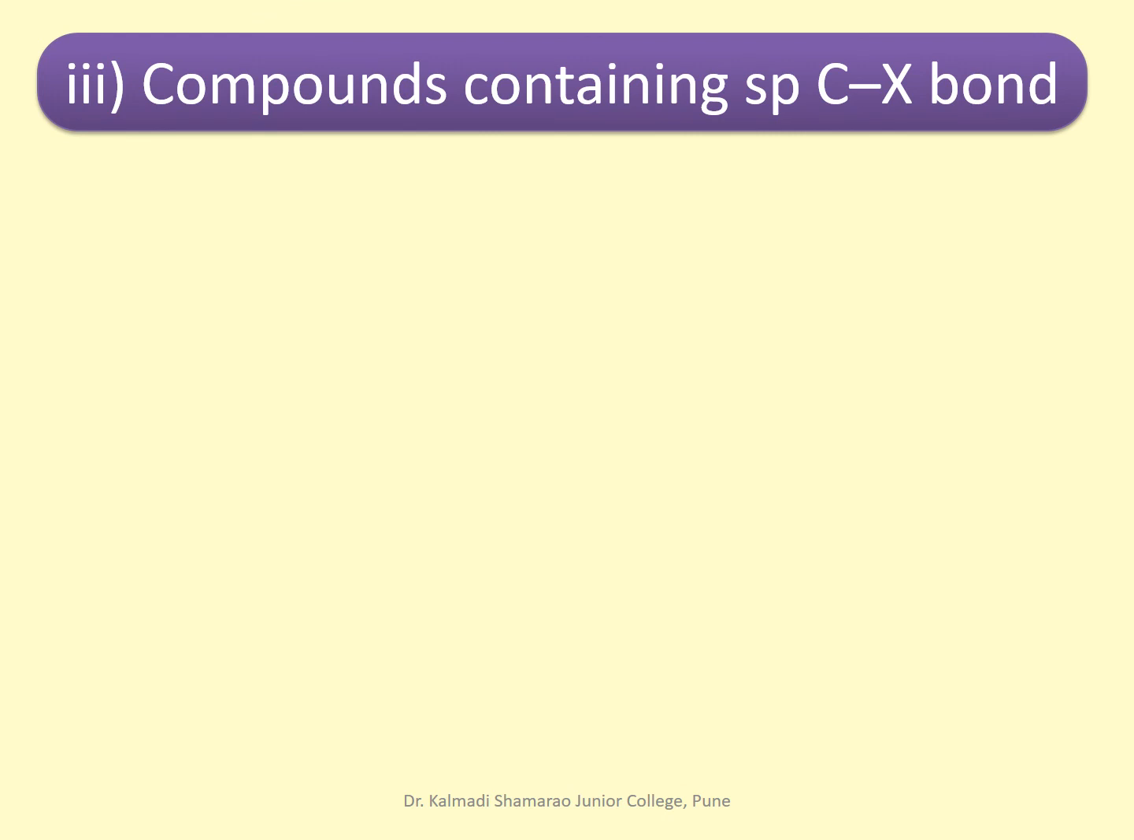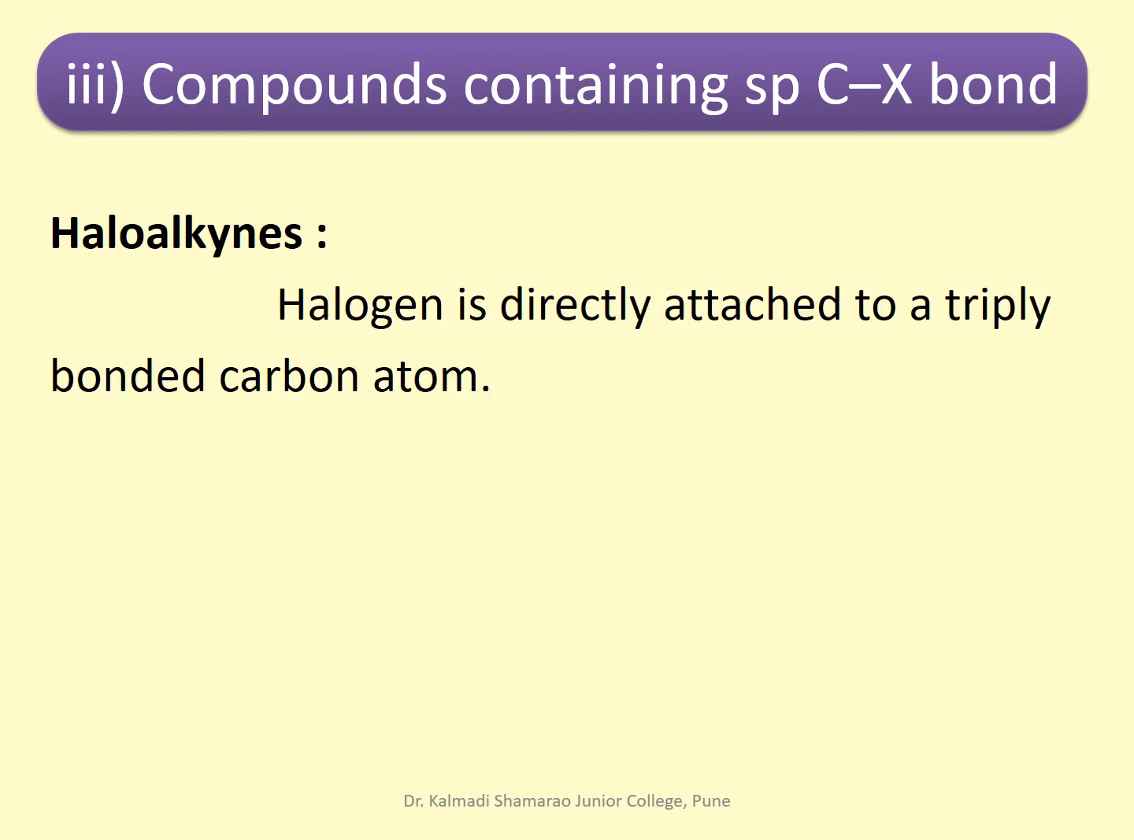And the third category is of compounds containing sp hybridized carbon halogen bond. For example, in haloalkynes, halogen is directly attached to a triply bonded carbon atom. For example, here chlorine is attached to a triply bonded, that is sp hybridized carbon atom. This compound is called chloroethyne.